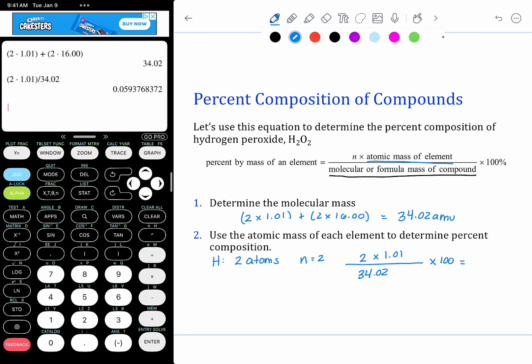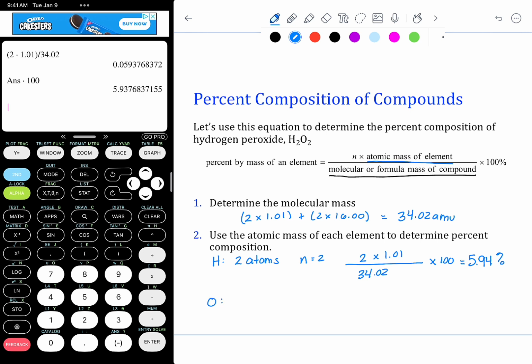Now we're not done yet, that's not our final answer. We have to multiply by 100 to make it a percentage. So we have 5.94%. Hydrogen makes up about 6% of hydrogen peroxide's mass, because it's very small and very light, it doesn't take up a lot of space. So it only makes up 6% of hydrogen peroxide's mass.